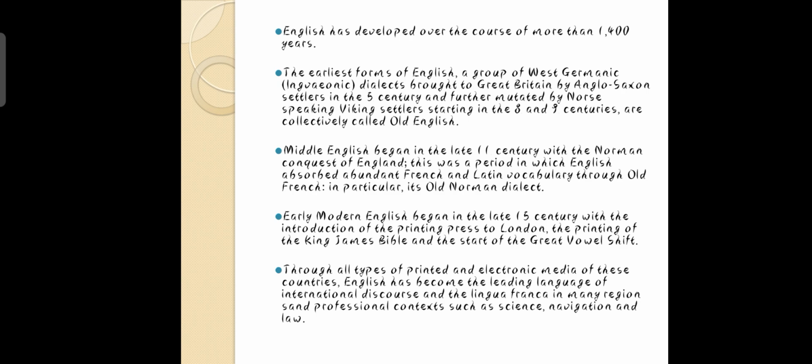This was a period in which English absorbed abundant French and Latin vocabulary through Old French, in particular its Old Norman dialect. Early Modern English began in the late 15th century with the introduction of the printing press to London. The printing of the King James Bible and the start of the Great Vowel Shift followed, through all types of printed and electronic media.